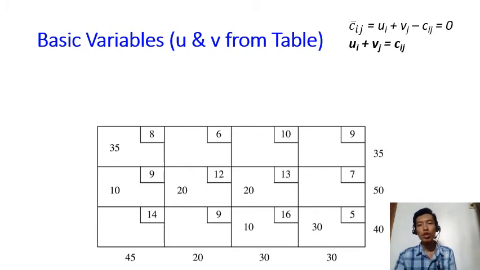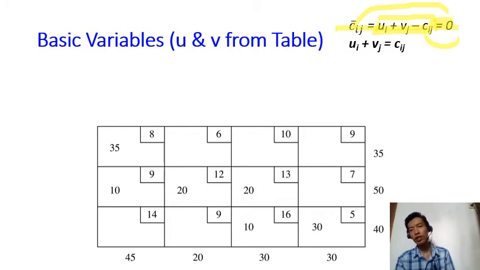Okay, so this is what we get from the previous slide: C hat ij for the basic variables equals 0, and they have the pattern of ui plus vj minus cij. Because the C hat ij equals 0, I just move cij to the right-hand side, and now we have this relation, ui plus vj equals cij. So first things first, from the previous slide, you know that u1 equals 0. So write this down as the very first thing, u1 equals 0.